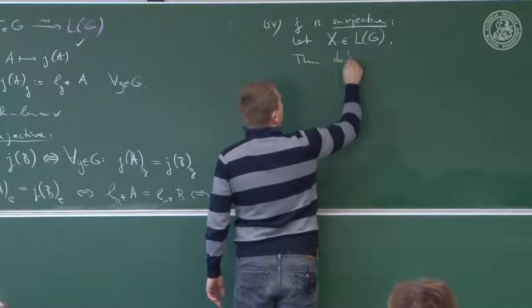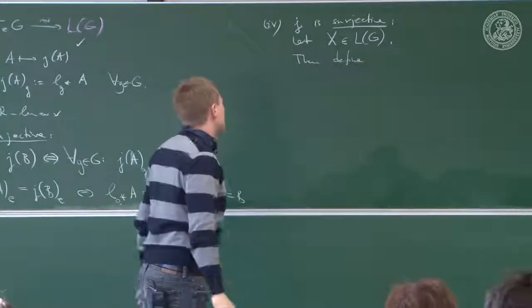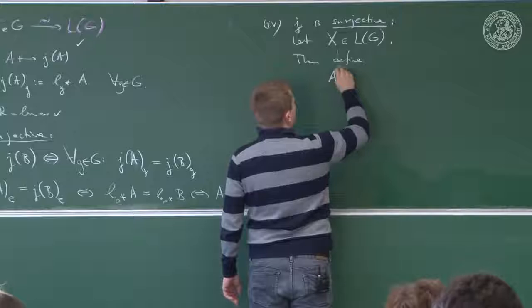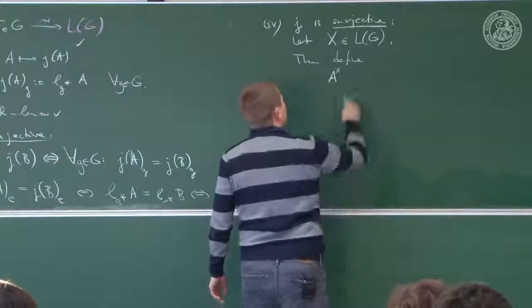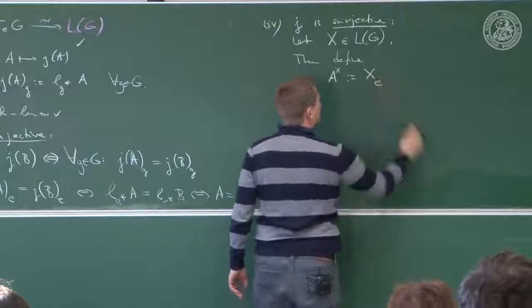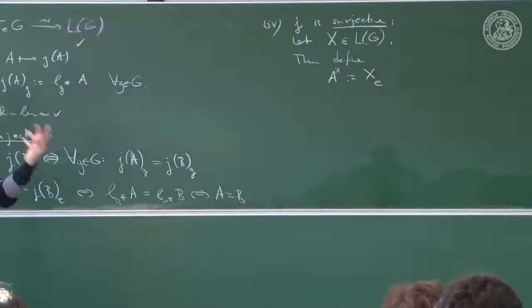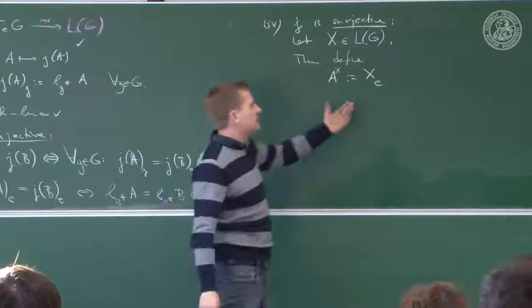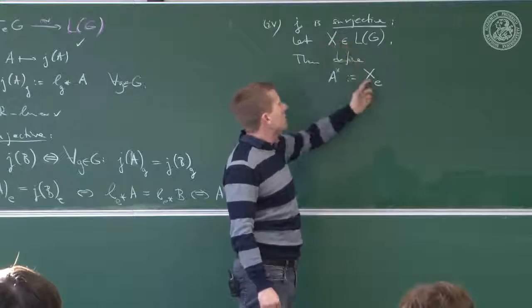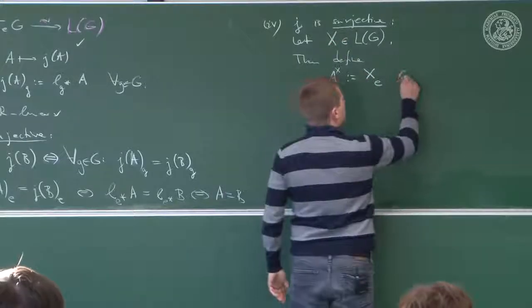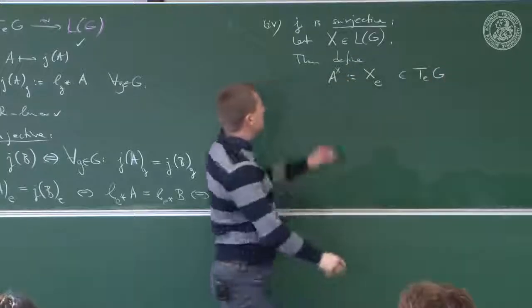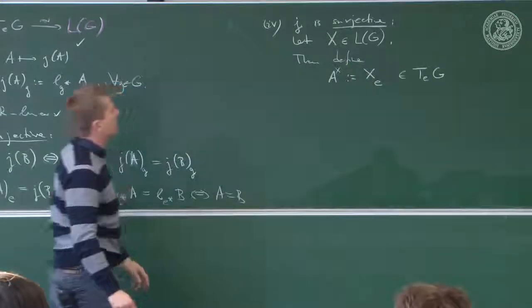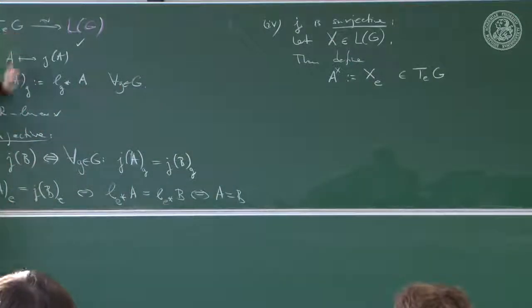Then define an A associated with this X to be X evaluated at the identity. So if X is a left invariant vector field, it's in particular a vector field. If it's a vector field, it has a value in every tangent space. It induces a vector in every tangent space, also in the tangent space TEG. So if I let AX be that element generated from a left invariant vector field in the tangent space TEG, I have an element of TEG.